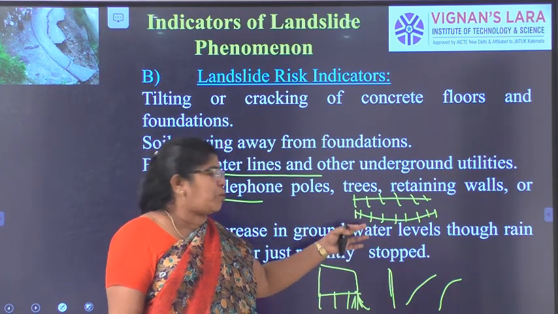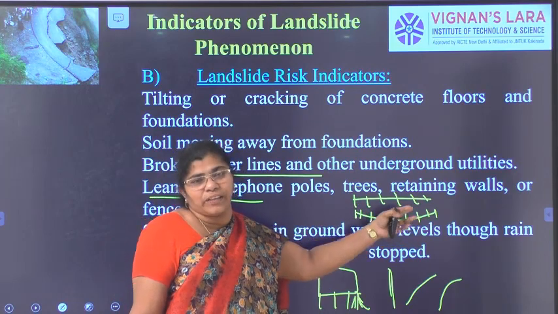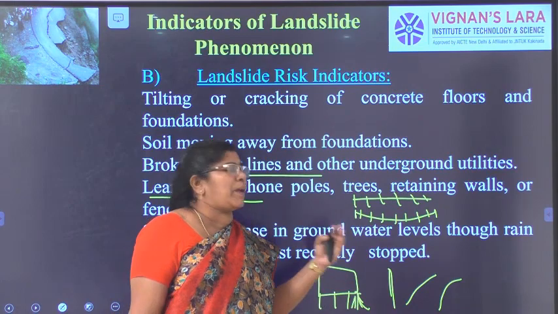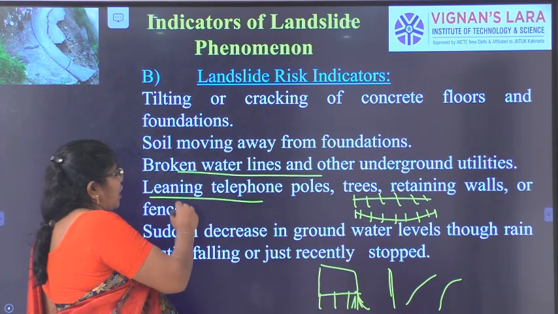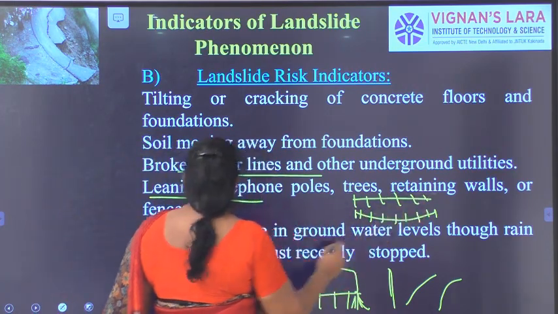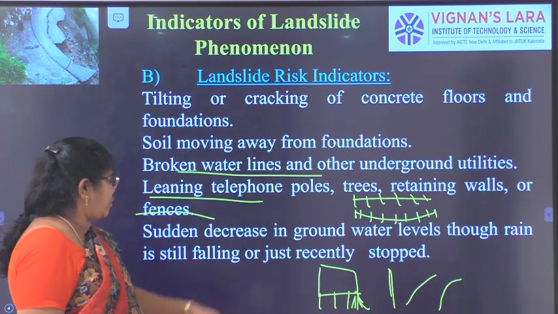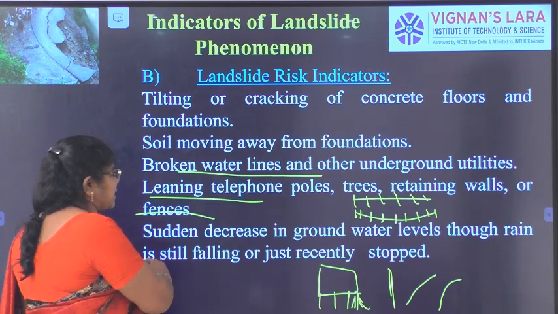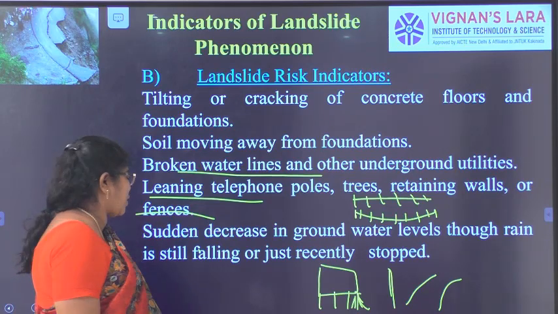Long term sufficient movement, there will be a movement in the fringe, but that indicates that there is a movement. We have to take that there may be a landslide. Not only the telephone poles and trees, even the retaining walls and the fences. I told you fence. Sudden decrease in groundwater levels through rain is still falling or just recently stopped.